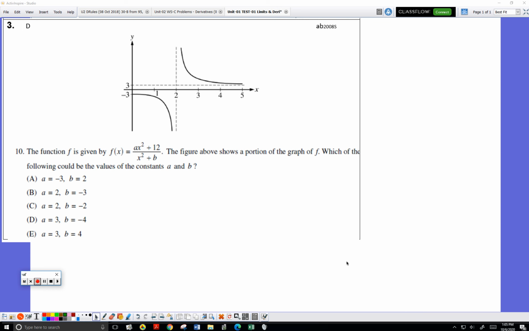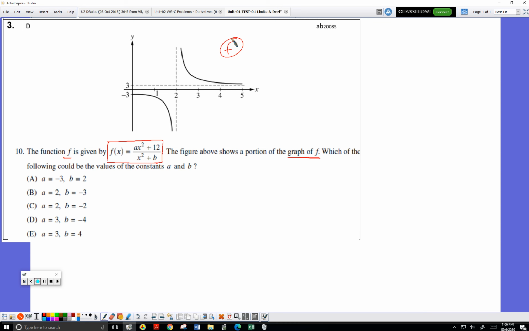So when you open a test and you start reading this, you're going to read the function f. You stop there, make sure you're thinking f, not f prime, is given by this. You don't spend any time thinking about the formula because it doesn't usually help. Just keep going. The figure above shows a portion of the graph of f. Good, I know this is f. I might even add an extra label so I don't forget. So far I have not accessed any flashcard memories. I'm just reading the problem.